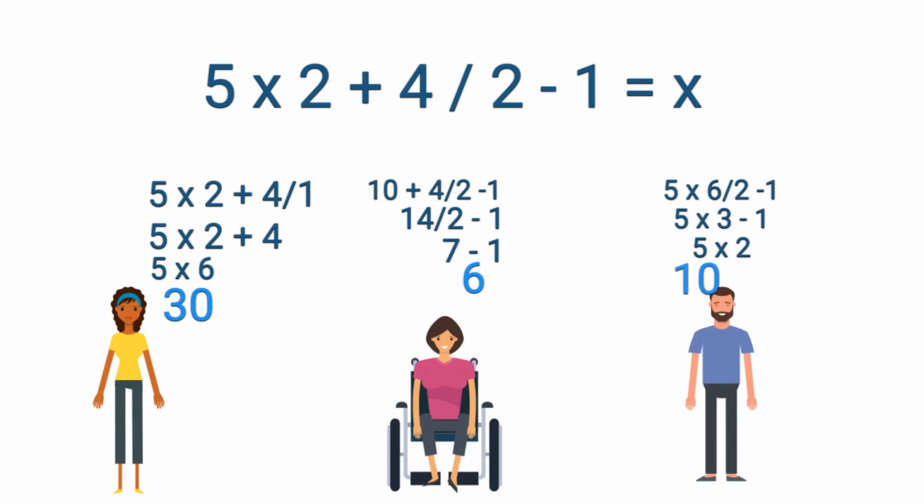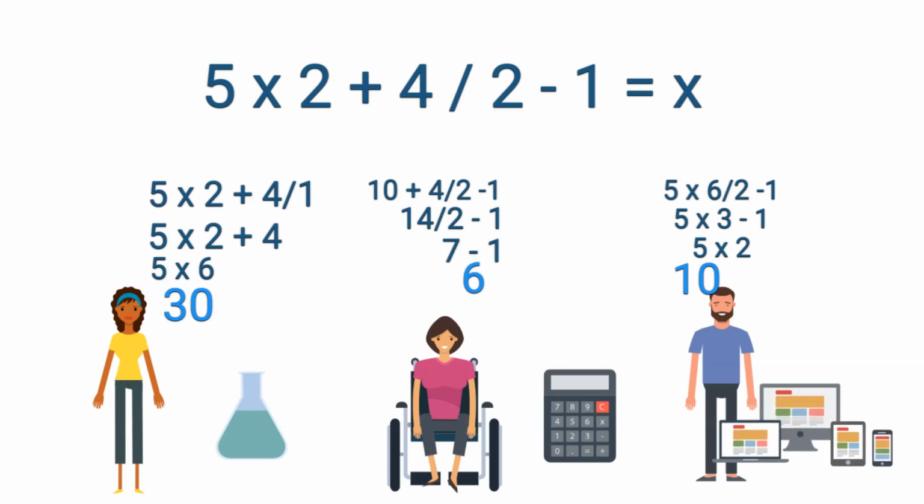Because of how subjective people can be, we need to all agree on an order so we can avoid the chaos this would cause for science, mathematics, and all the technology we have today. So, what is that order? Well, in the US, we use an acronym, PEMDAS, P-E-M-D-A-S, to help us figure out that order.